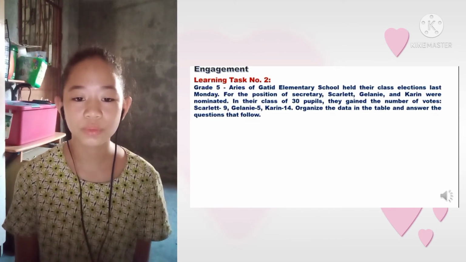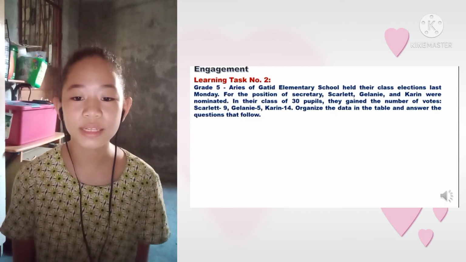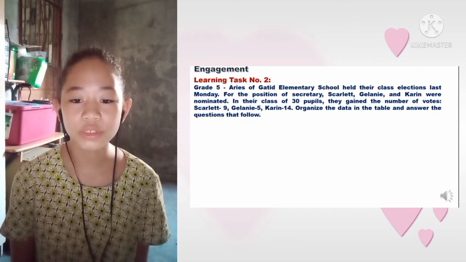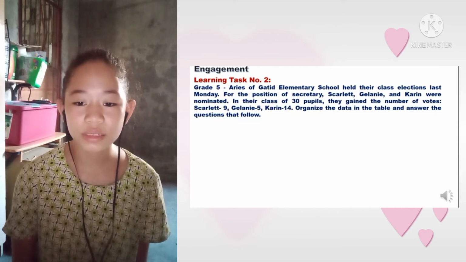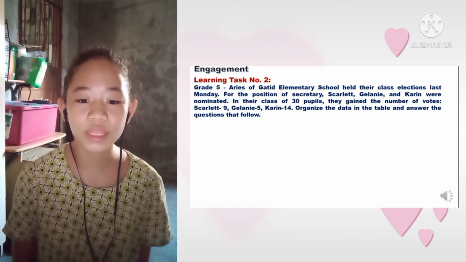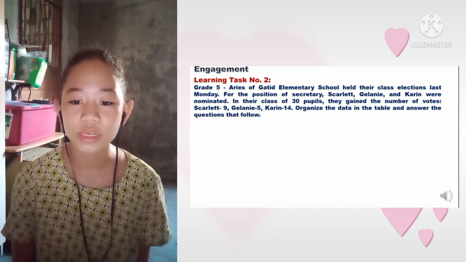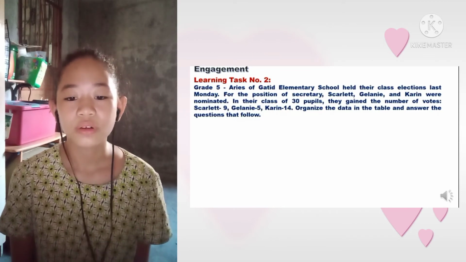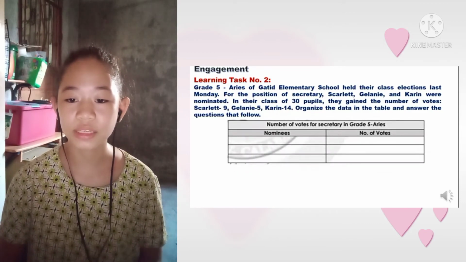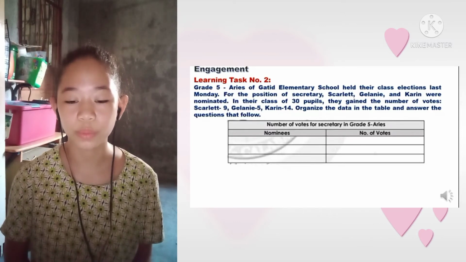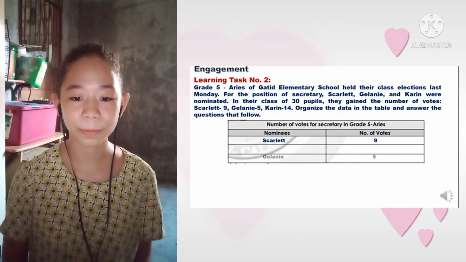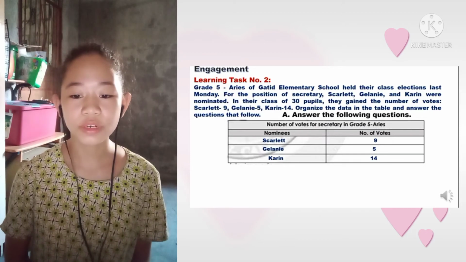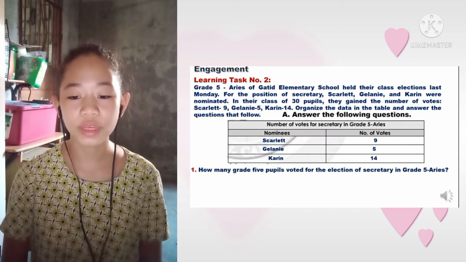Learning Task 2. Grade 5 Aries of Forgotten Elementary School held their class election last Monday for the position of secretary. Scarlett, Glenn, and Karen were nominated in their class of 30 pupils. They gained the following number of votes: Scarlett 9, Glenn 5, Karen 14. Organize the data in the table and answer the questions that follow.